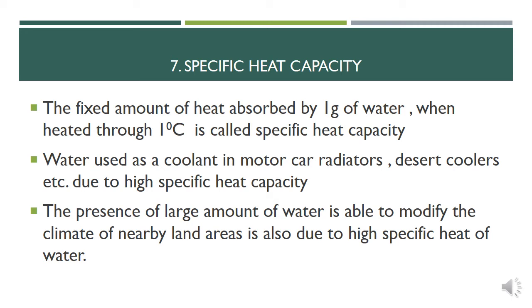When we heat water, it absorbs heat, and when we heat 1 gram of water by 1 degree centigrade, it always absorbs a fixed amount of heat, that is 4.2 joules of heat energy. This fixed amount of heat absorbed by water is known as specific heat capacity. Due to the absorption of a high amount of heat, it is used as a coolant in motor car radiators.